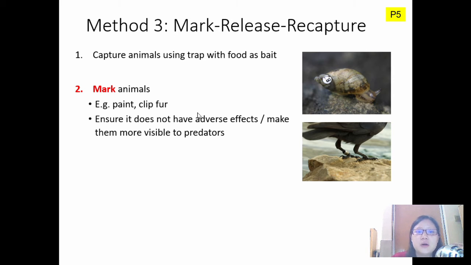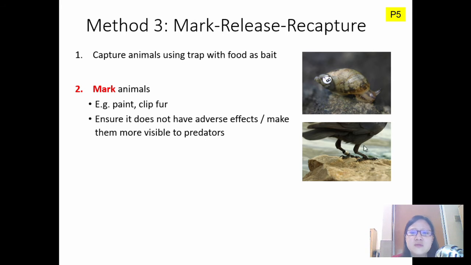You can clip a bit of fur off a cat to mark them. Honestly, a lot of neutering programs of cats actually clip the ears of the cat a little bit to show that this stray cat has been neutered in the wild, especially in the UK or the US. So that could be a thing, but make sure you paint it or the fur clipping doesn't have adverse effects, okay, and make them more visible to predators. You just want it to be quite subtle. We can see it, but it's not that obvious.